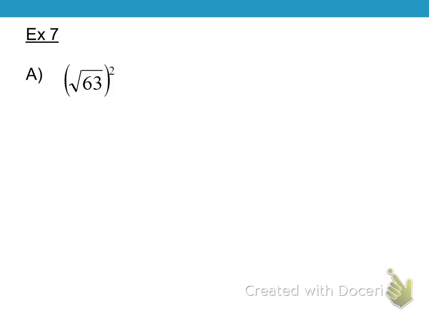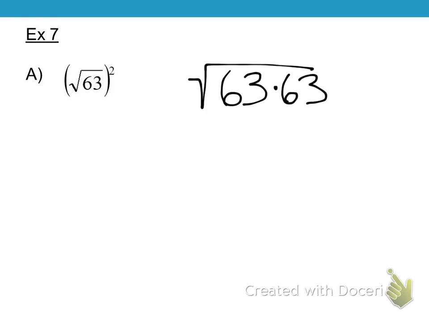Okay, hold on. She's on to something. She said times 63 by 63. So I'd have 2. So you're telling me I'll have 2 63s under a square root. Well, how many 63s do I need to get rid of the square root? 2. Whoa.